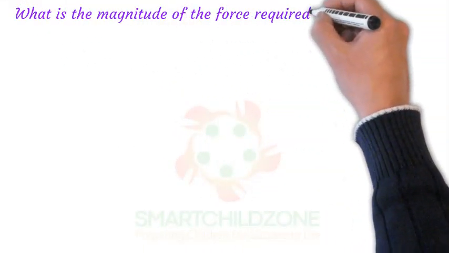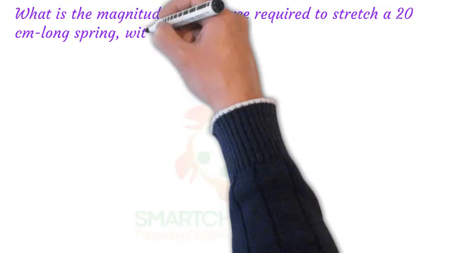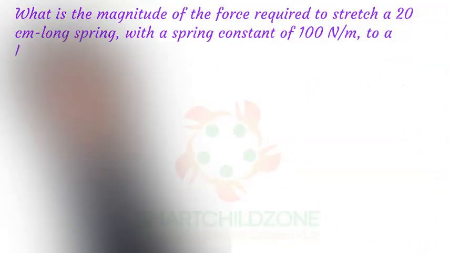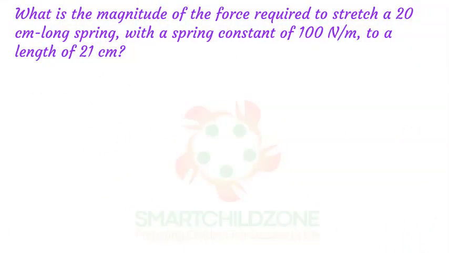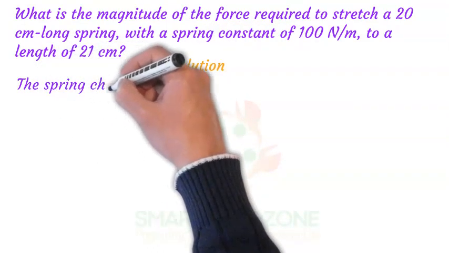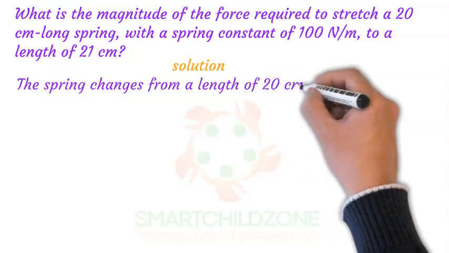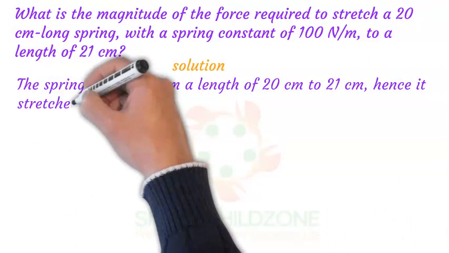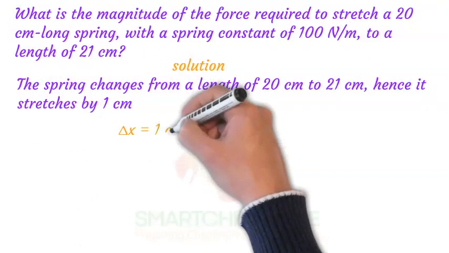What is the magnitude of the force required to stretch a 20 cm long spring, with a spring constant of 100 Newton per meter, to a length of 21 centimeters? The spring changes from a length of 20 centimeters to 21 centimeters, hence it stretches by 1 centimeter.